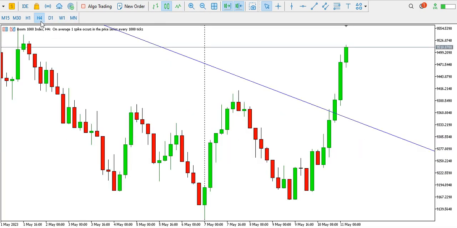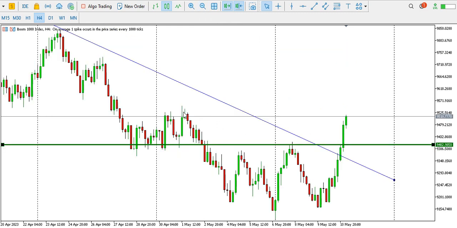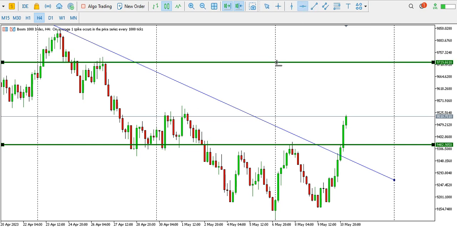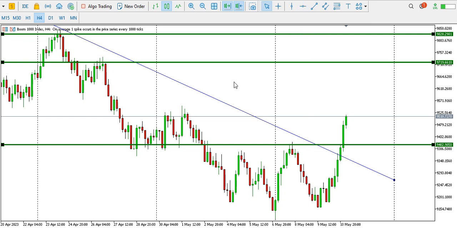On the 4-hour time frame, look at a break of structure. You can see a triple bottom. The boom index on the 4-hour time frame is going up. It's already at the resistance area here. I see it getting to this point and possibly getting to this point. On the 4-hour time frame, boom index is going up.